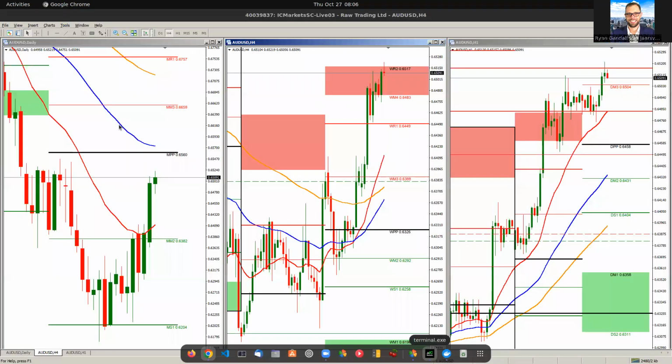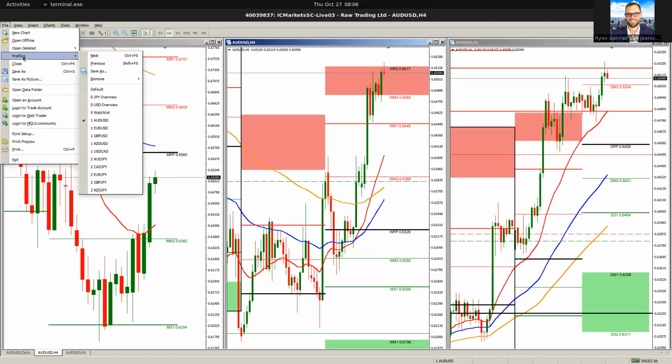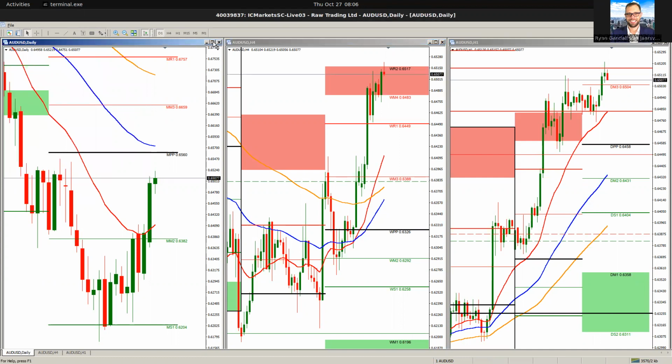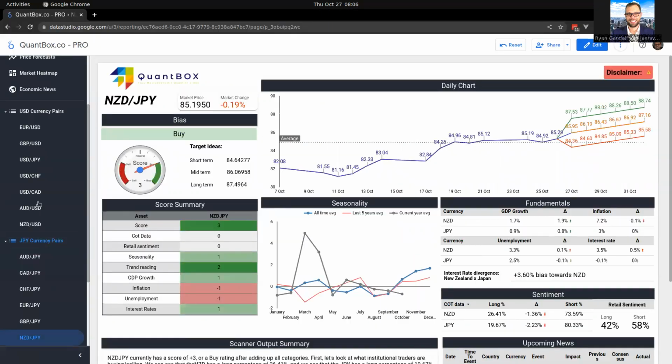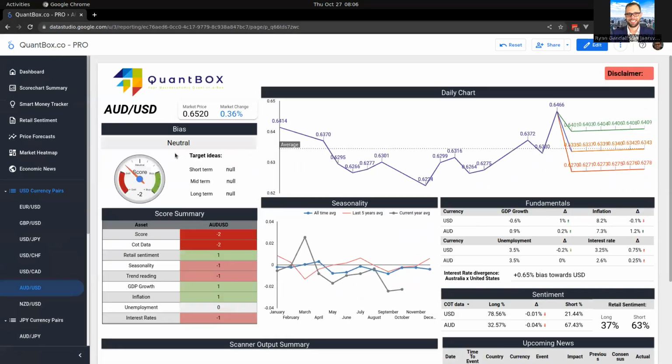Taking a look at the charts, let's start with the first one, AUD/USD. All right, breaking this down, currently looking at AUD/USD coming through neutral.